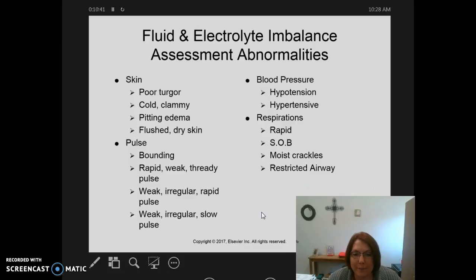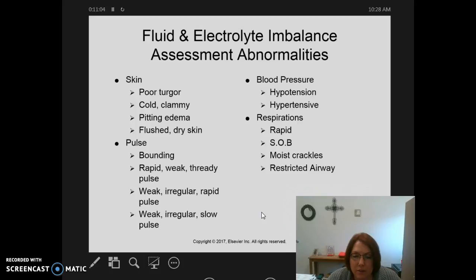Blood pressure: they could be hypotensive versus hypertensive. And remember, if they're hypotensive, think low. They don't have enough fluid. Something's going on. Hyper means they have too much fluid. It's elevated blood pressure. Respirations could be rapid, especially in patients that have fluid volume excess. They could be short of breath because they have too much fluid or have crackles in the lungs.